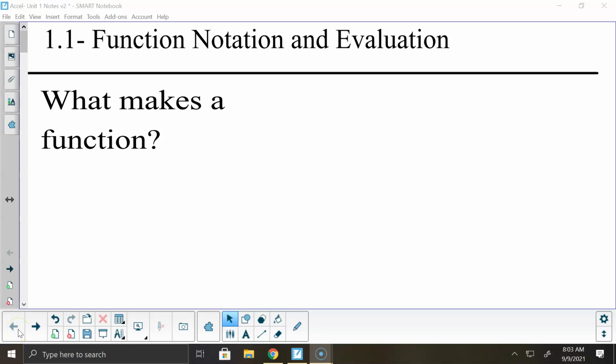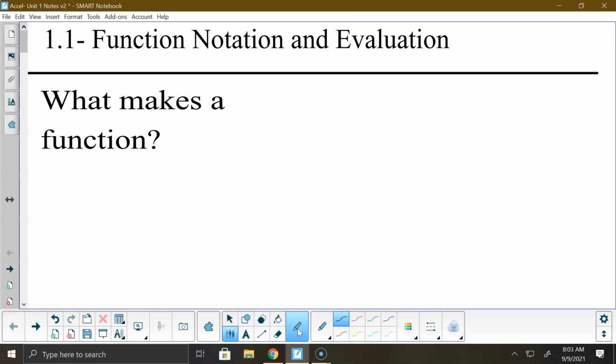So, all right, we are starting with function notation and evaluation. What do you guys remember about what a function is? F of x? Okay. What does f of x mean? Brett? Okay, this is the same thing as a y value. What else do we remember?